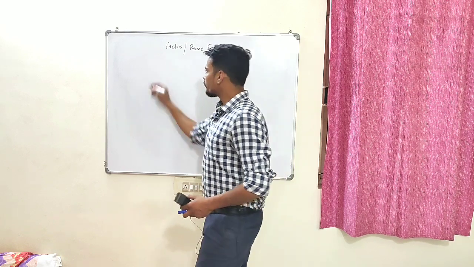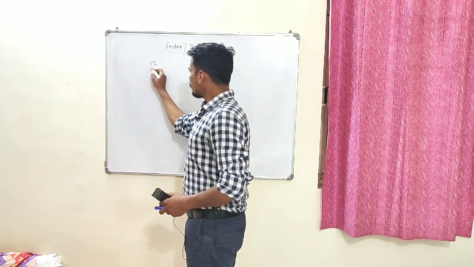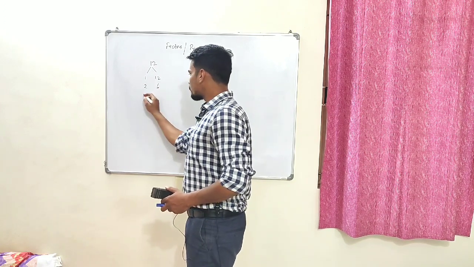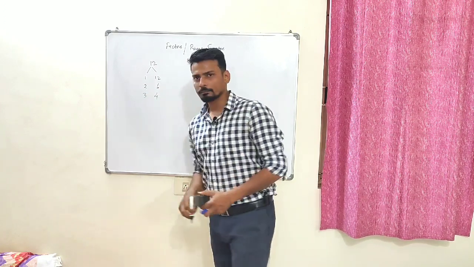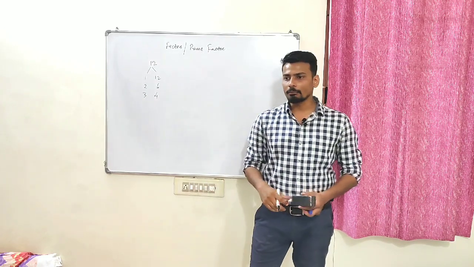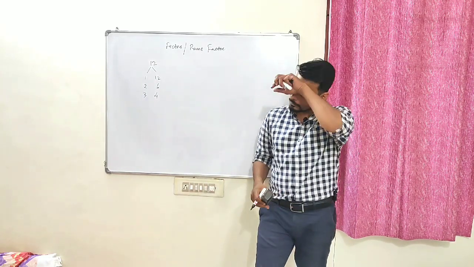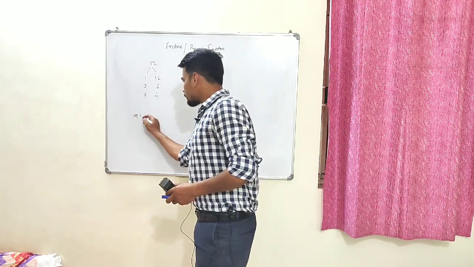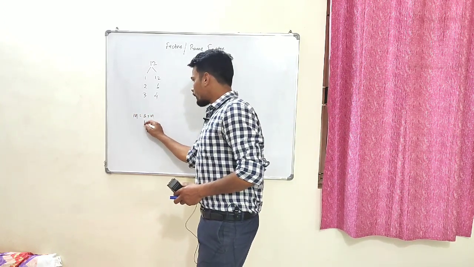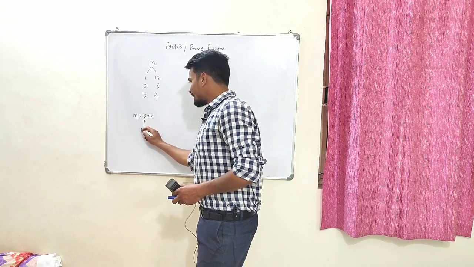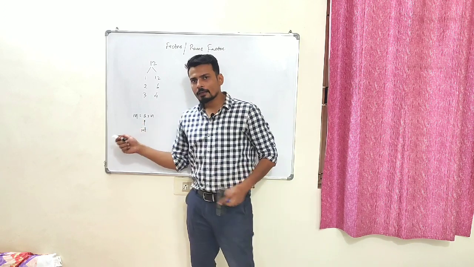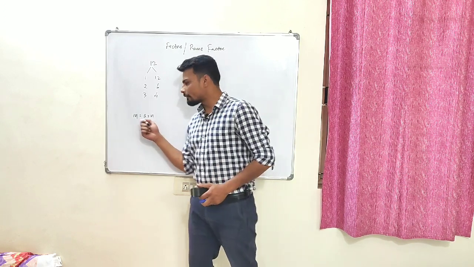Let's take a small number, for example, 12. Factors of 12 could be 1, 12, 2, 6, 3 and probably 4. So the factors are the numbers which can divide a bigger number. Let's say for instance, if I write m equals a times n, where a is an integer, it means a is a factor of m. At the same time, n is also a factor of m.